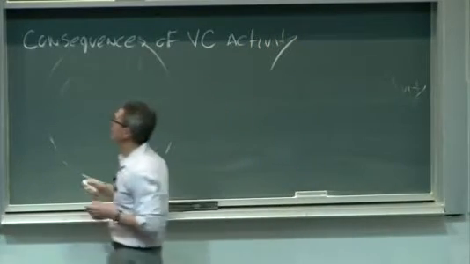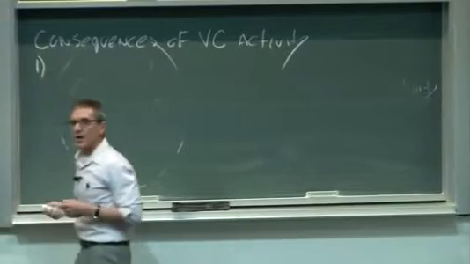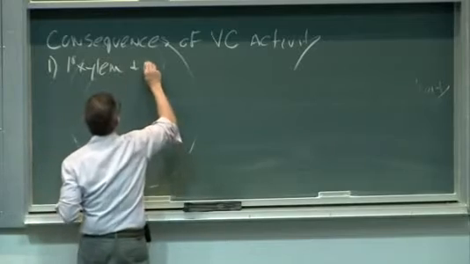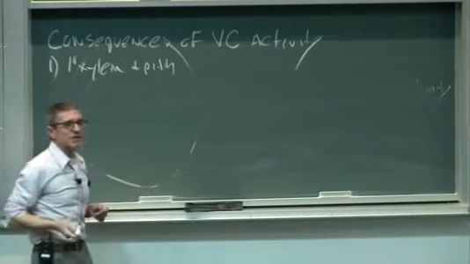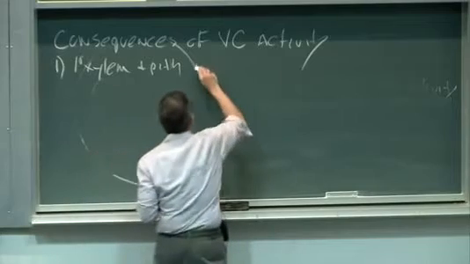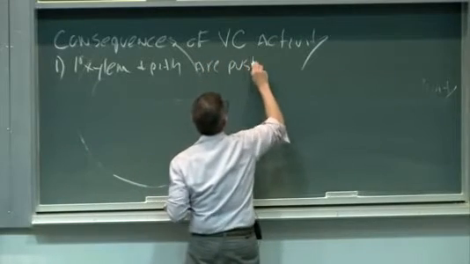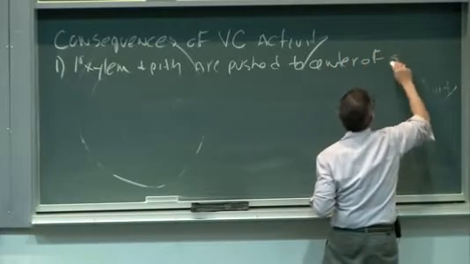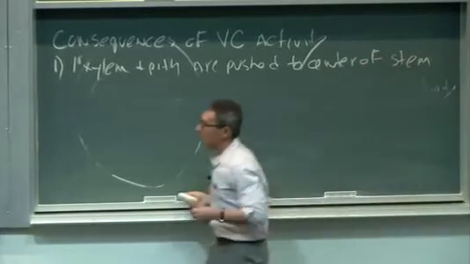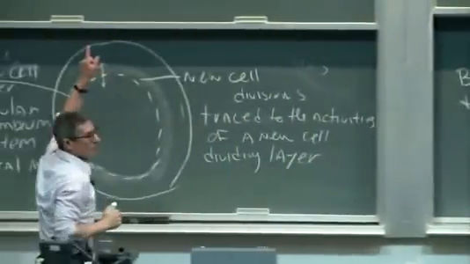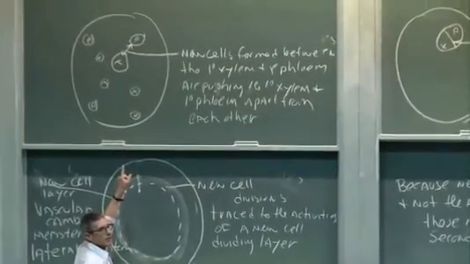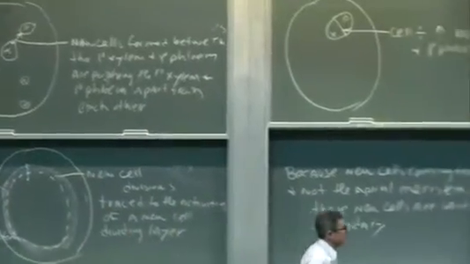The first one should be obvious to you, but we're going to say it. The primary xylem and the pith are pushed to the center of the stem. So if you look at this picture that we drew up on the top over here, what's happening is that the primary xylem is moving toward the center of the stem, and inside is the pith. So it is being transferred to the center of the stem.